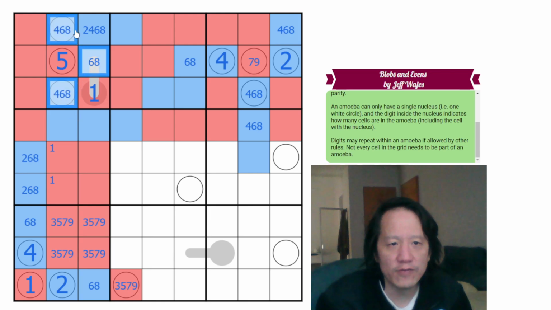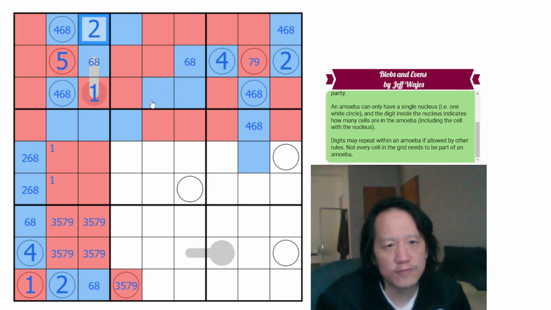None of these, we have a 4, 6, 8 triplet in box 1. The rest of the box cannot contain 4, 6, or 8. Therefore, this is a 2. This is 4. This can no longer be 4. This can't be 4.